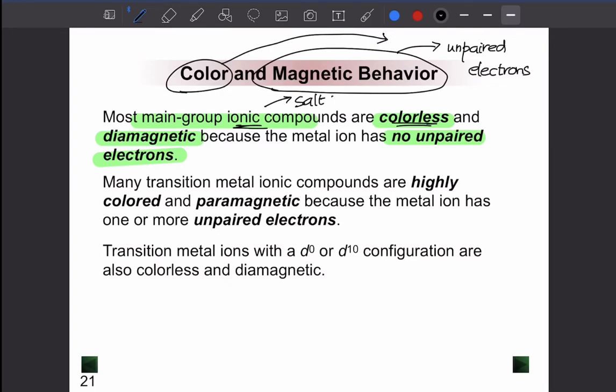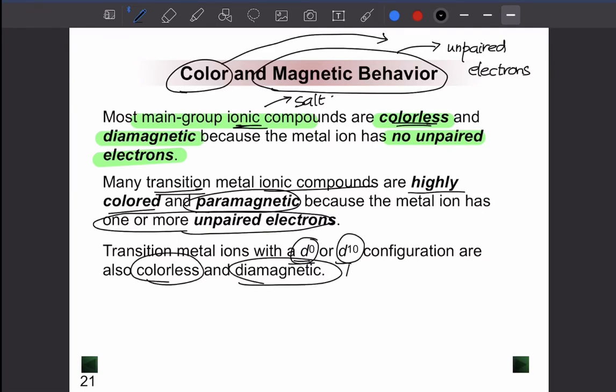If you take some salts, they are pink. Those are generally made of some kind of transition element. Many transition ionic compounds are generally highly colored and paramagnetic because they have one or more unpaired electrons. The higher the number of unpaired electrons, the more the magnetic behavior of the substance. Transition metals with d0 and d10 configuration are colorless and diamagnetic. One example of this would be zinc. Zinc in its uncharged state is a colorless metal and also diamagnetic.